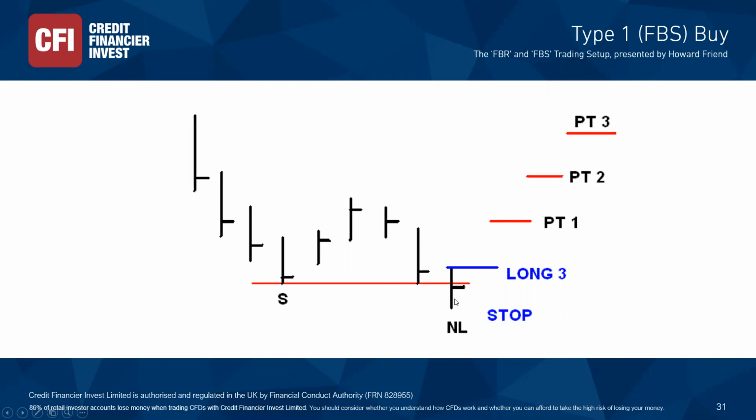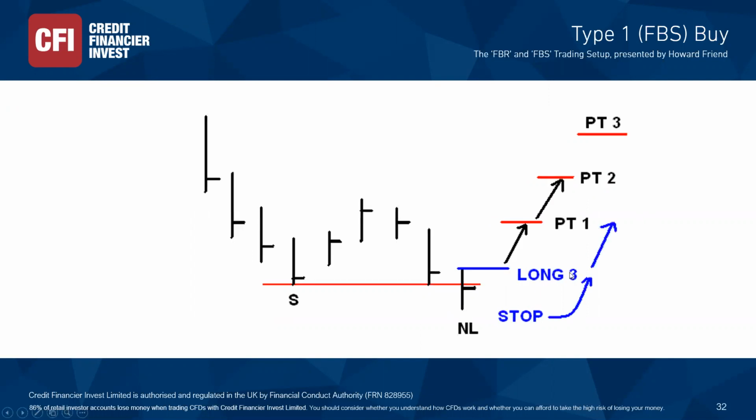Once we break through the swing low, then we have a NL bar. We place our buy stop at just above the high of that bar, and then we put a stop loss. If we go long, we'll put a stop loss usually below the low of the NL bar. We go long, we have our targets 1 and 2, sometimes PT3 as well, and also we're using a time-based exit to get us out after so many bars in the trade.